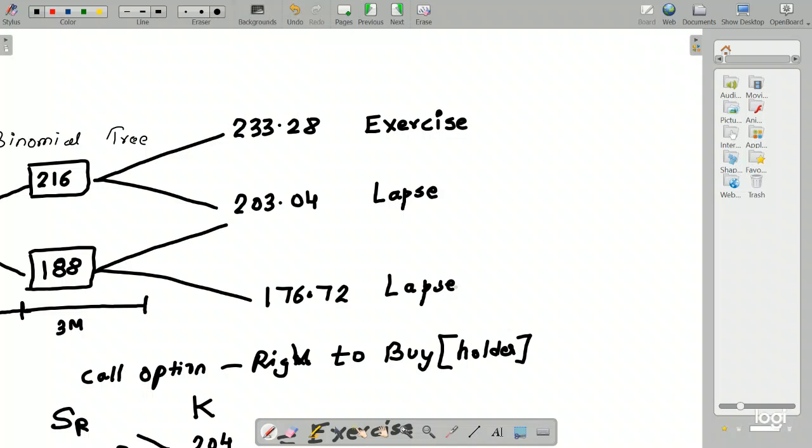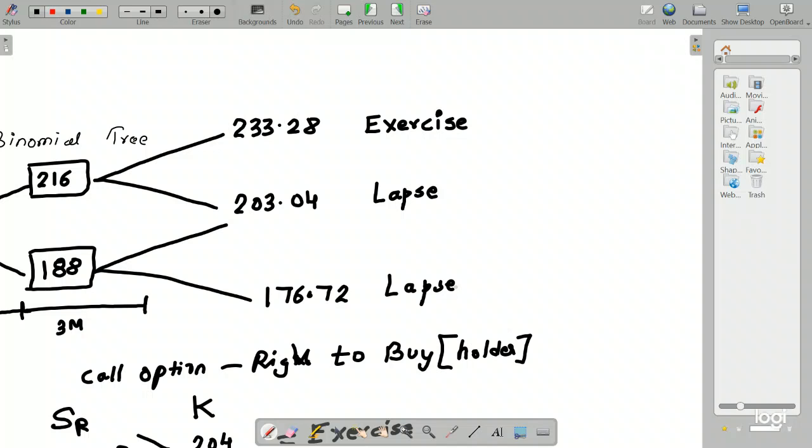Then we will move on to the second part, that you draw the binomial tree, and this is what we are done with. The third step is to take a decision. Are you going to exercise or are you not going to exercise? So in this question, we have decided that it's only the first possibility, when the spot rate will be 233.28, which is much higher than the strike price, that I'm going to exercise the contract. Now the fourth part of it.